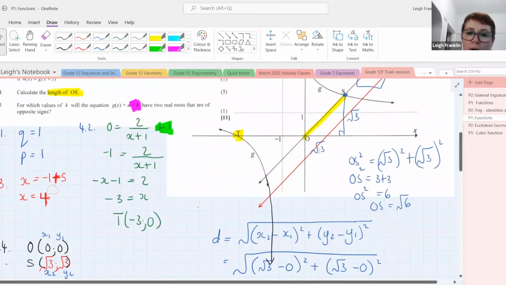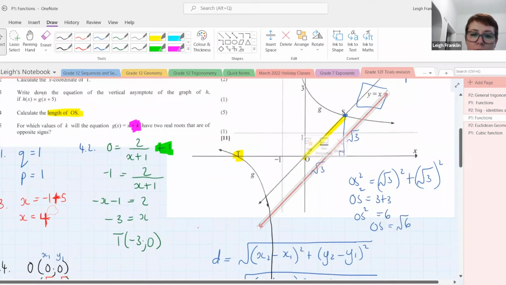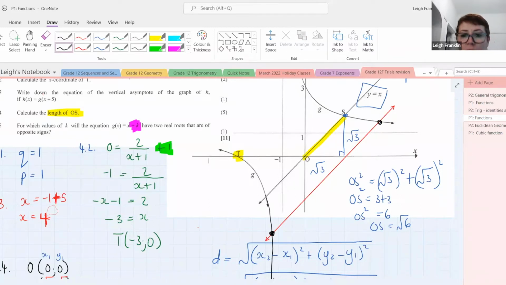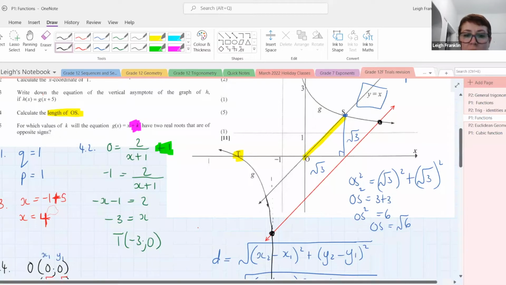So for as long as we pull this line down, it's going to have one place where it's negative and one place where it's positive. The place where it's negative is over here. The positive root is this one over here. So we've got a negative x value and a positive x value.